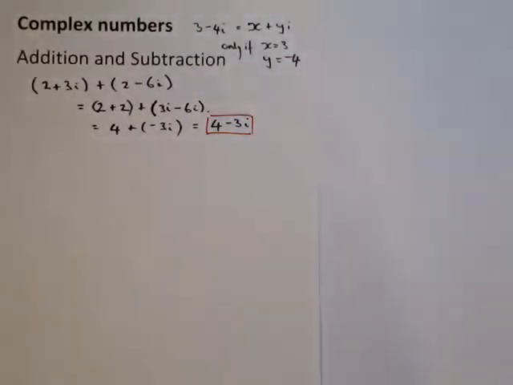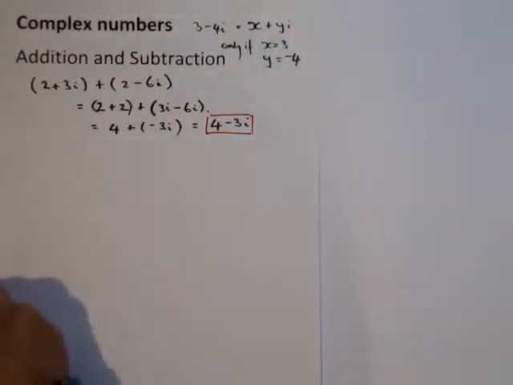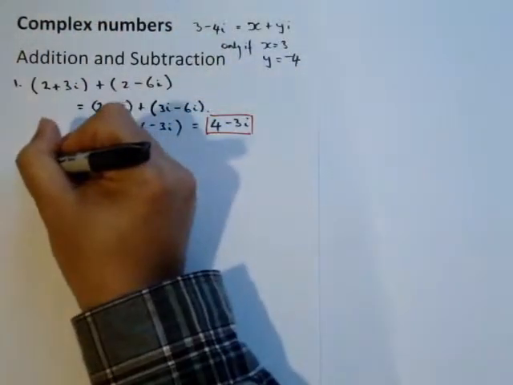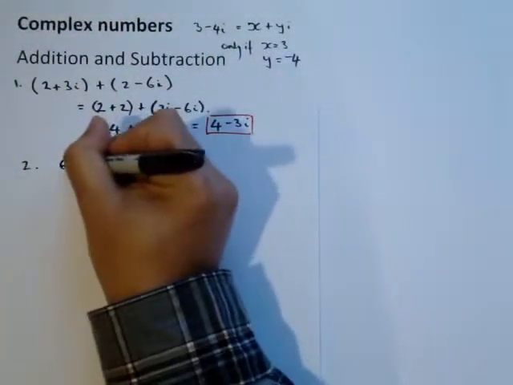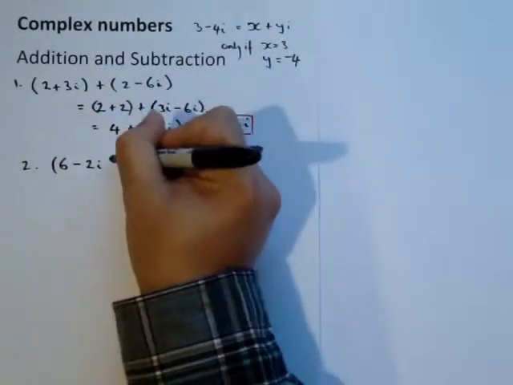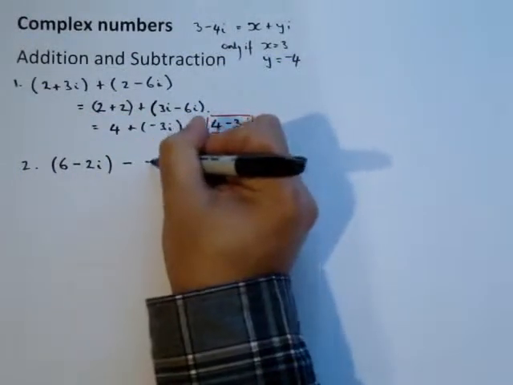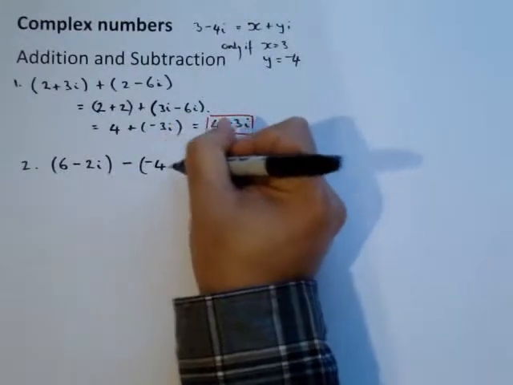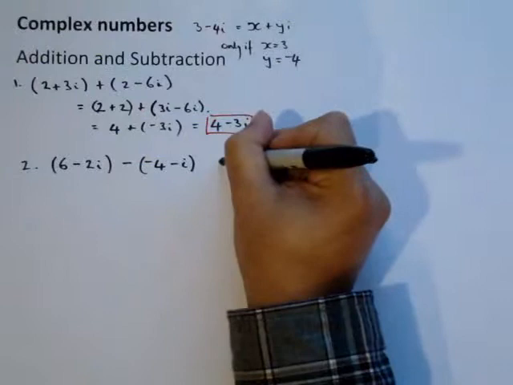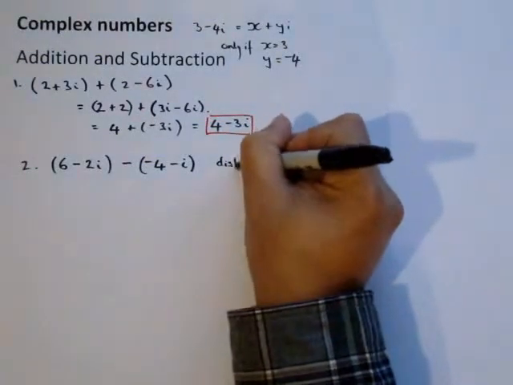Now let's have a look at subtraction. If we had 6 minus 2i minus 4 minus i. So first of all we have to distribute the minus.